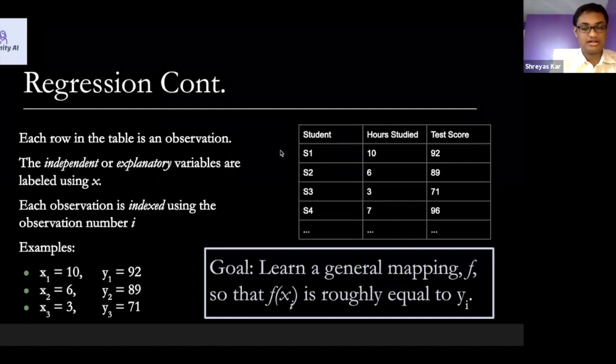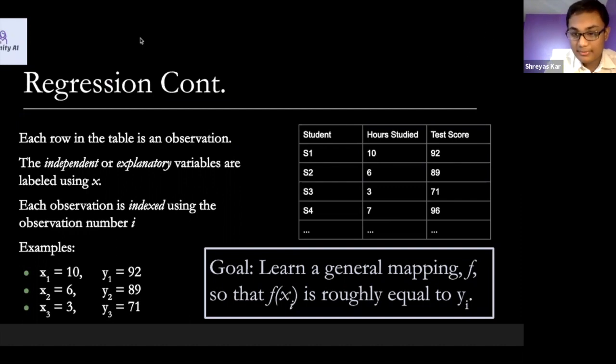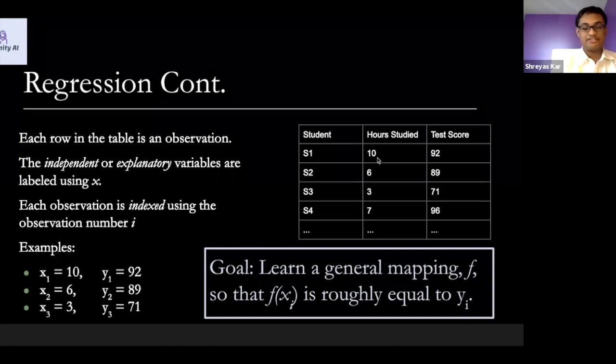As you can see here, when the student studied for 10 hours, he got a test score of 92. And when the student studied 6 hours, he got a test score of 89. Each of these samples is called an observation. So in this case, each row in this table is called an observation.